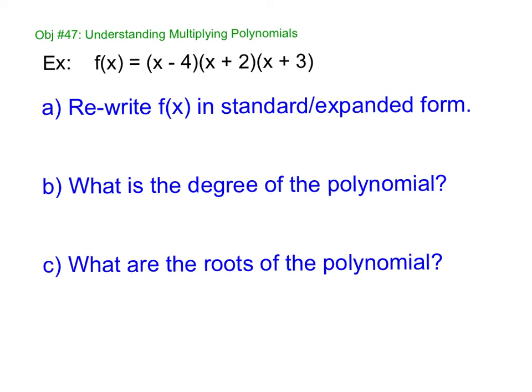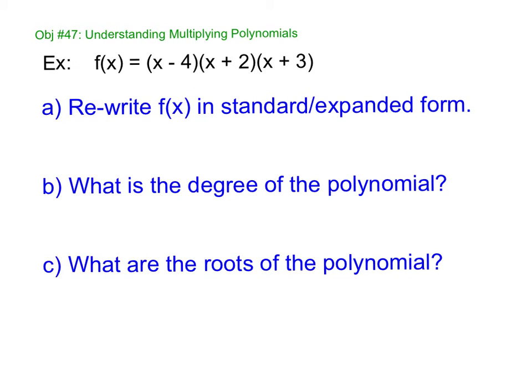Okay, so I want you to take this problem, rewrite f of x in standard or expanded form. So multiply it out, right? Rewrite in standard form. That means multiply it all out. And then I want you to tell me what the degree of the polynomial is and what are the roots of the polynomial. All right, so pause the video and try that.